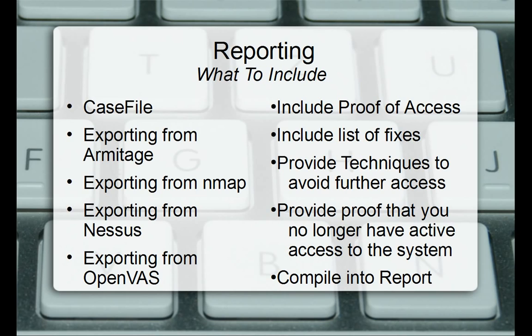What you want to include is a proof of access. Include a list of the fixes, or the CVEs, or links to the CVEs that were found when leveraging those to actually exploit a system. You want to provide techniques and a little bit of help and assistance to avoid further access. Like, hey, install this patch from Microsoft, or hey, install the newest Adobe Reader or something like that.